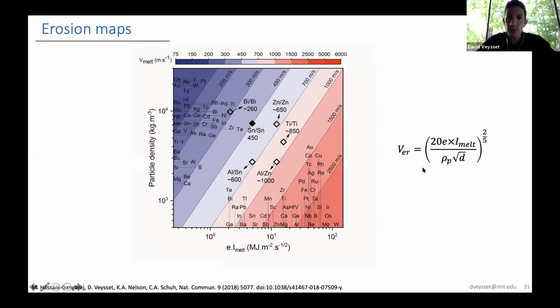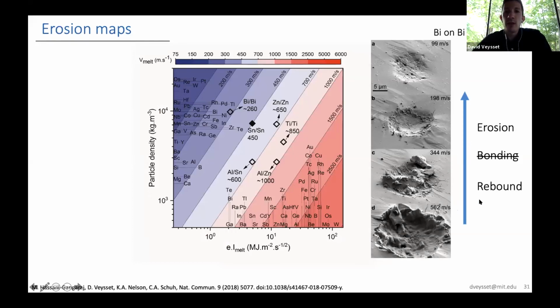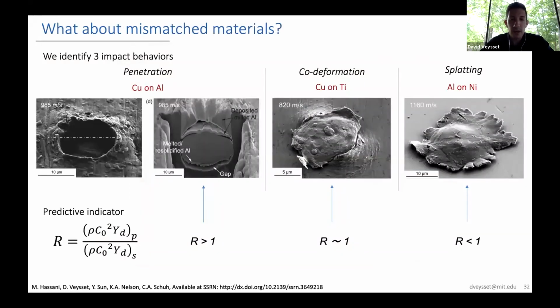And I also want to point out the fact that the bonding and the erosion mechanisms are based on different physics. So one being the pressure-driven jet formation, and the other one being melt-driven erosion. You can go from the rebound regime directly into the erosion regime without going through this bonding regime. So this is the case where we observe on bismuth, where the bismuth never bonds to the surface because erosion occurs first.